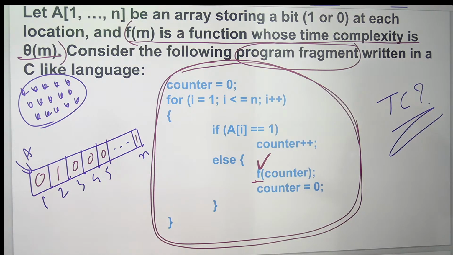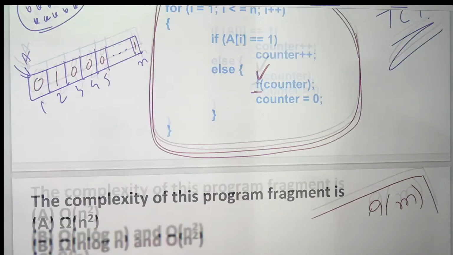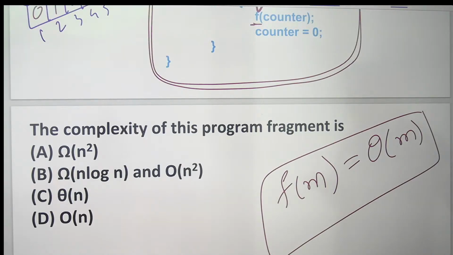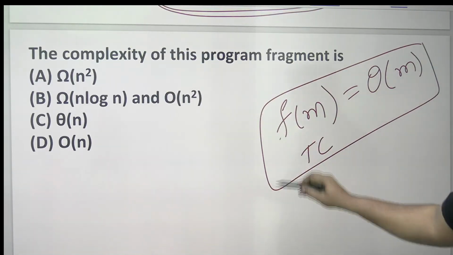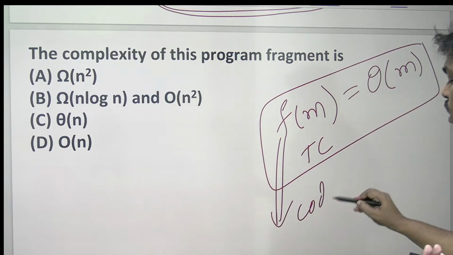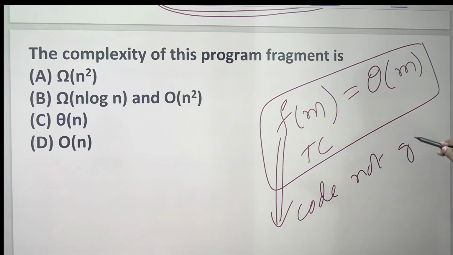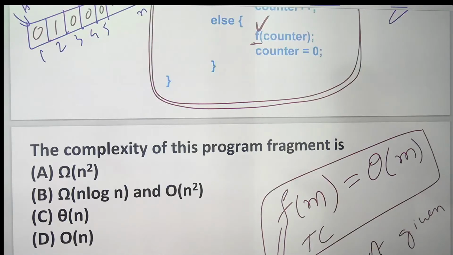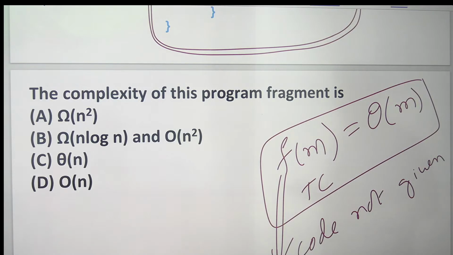In the program fragment that is given, inside he is using one function f whose time complexity is theta of m. He has not given the f code, but he has given the f time complexity. F of m function code is not given, but its time complexity is given as theta of m. How, we don't know, because he has not given the code. But he has said whatever is required for us.